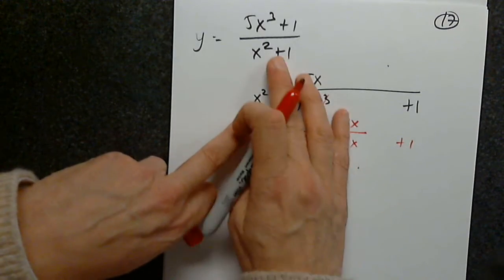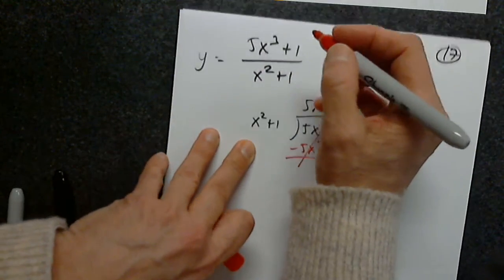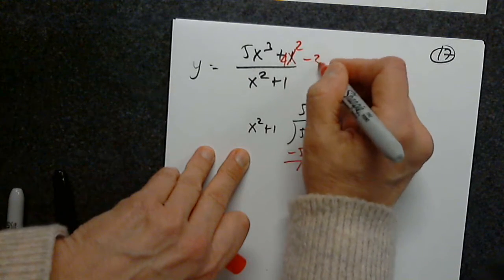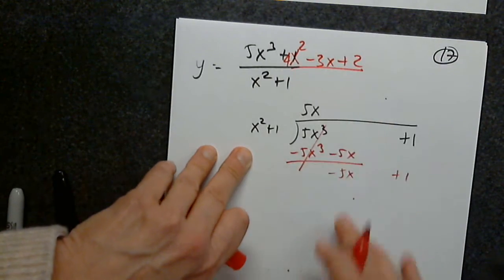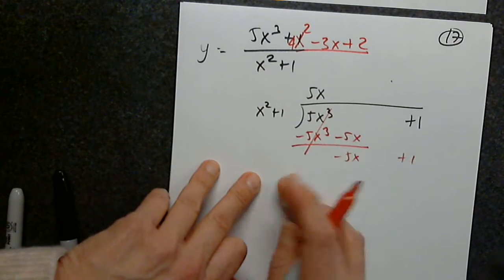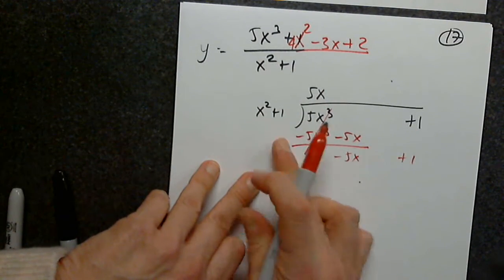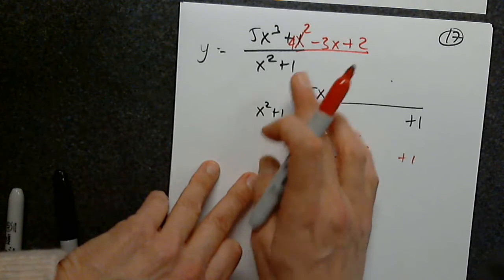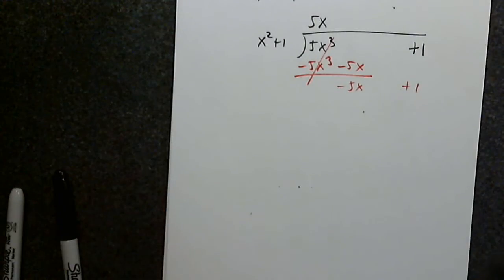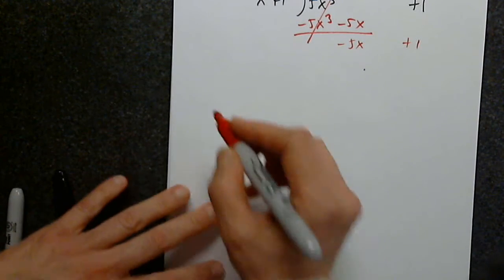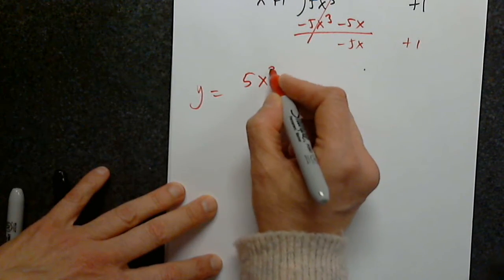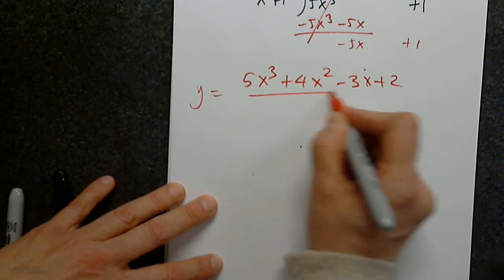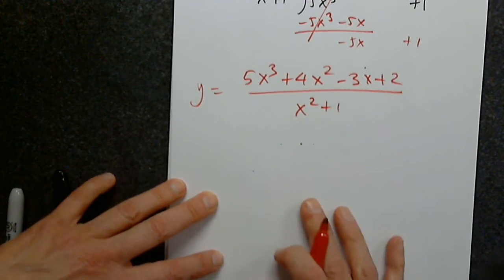continue the division. So let me change this a little bit. So let's say plus 4x squared minus 3x plus 2. So it happens that the quotient will still be 5x because I can no longer divide negative 5x by x squared. So that's why I changed the function. So let's start from scratch. Y equals 5x cubed plus 4x squared minus 3x plus 2 divided by x squared plus 1.